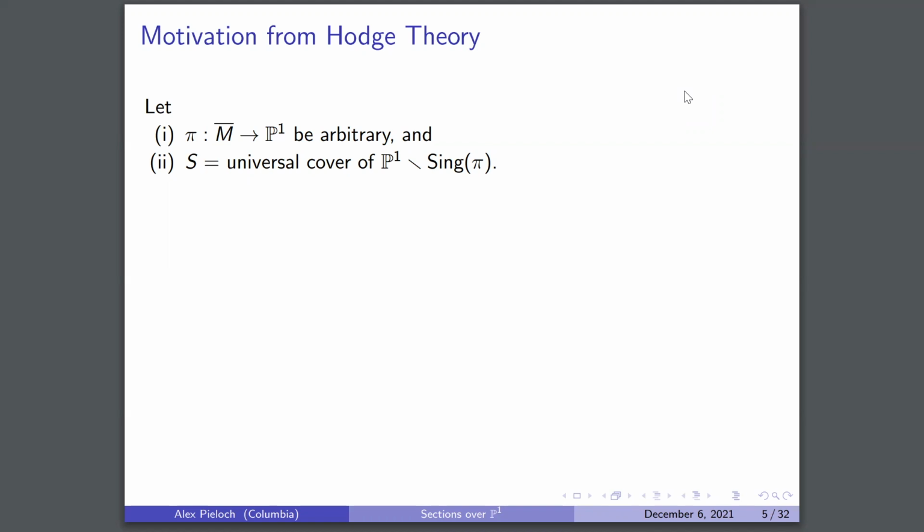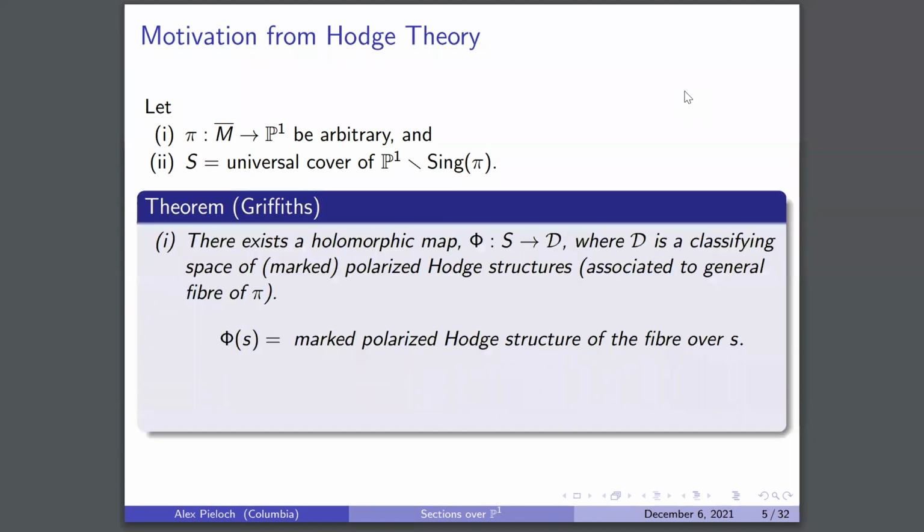Okay, so let's just do a dumb sanity check. If we have 2 singular fibers, we get C star, so the universal cover is C. In general, if we have 2 or fewer singular fibers, our universal cover is either going to be C or it's going to be P1. So in particular, it's non-negatively curved.